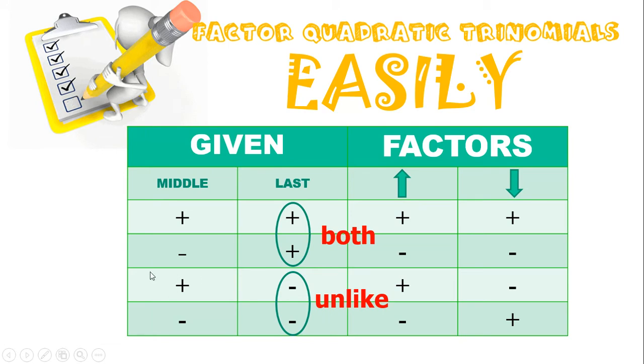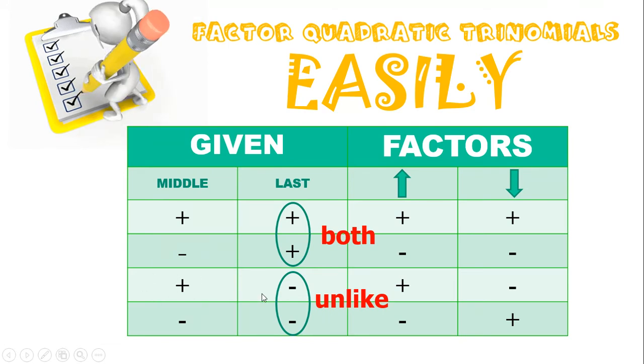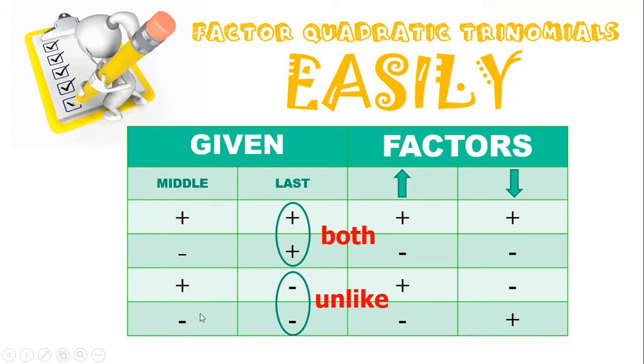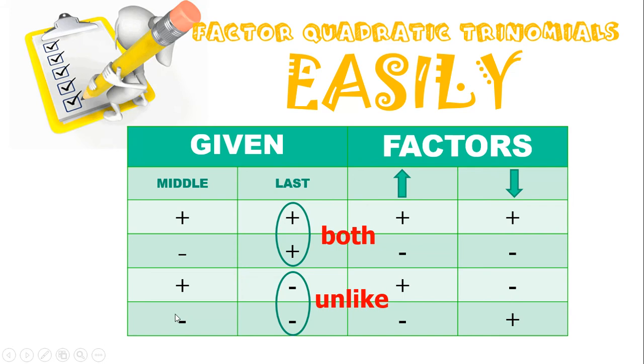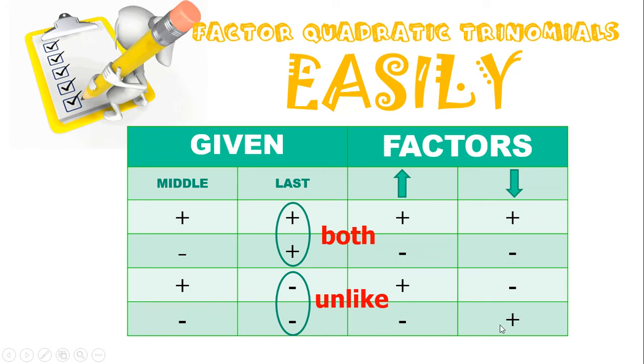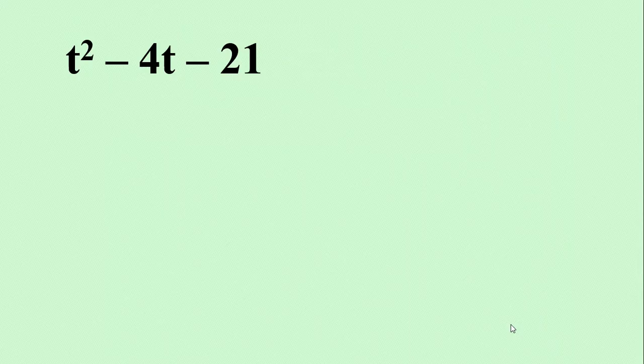So if the middle term is positive, the higher factor will obtain the positive sign and negative on the lower. While if it is negative, the higher factor will obtain the negative sign and positive on the lower. To further understand our chart, let's have our first example.